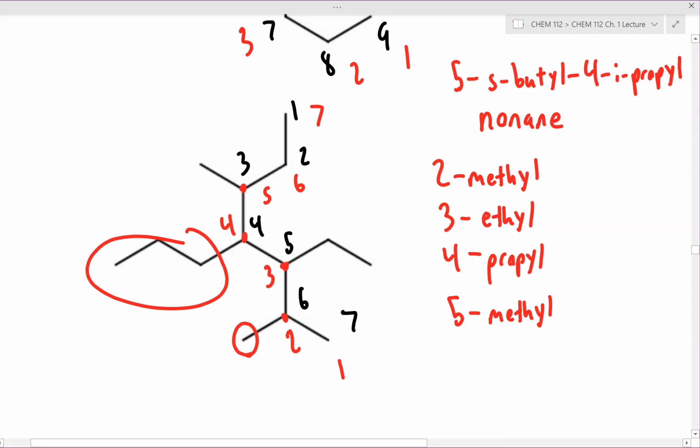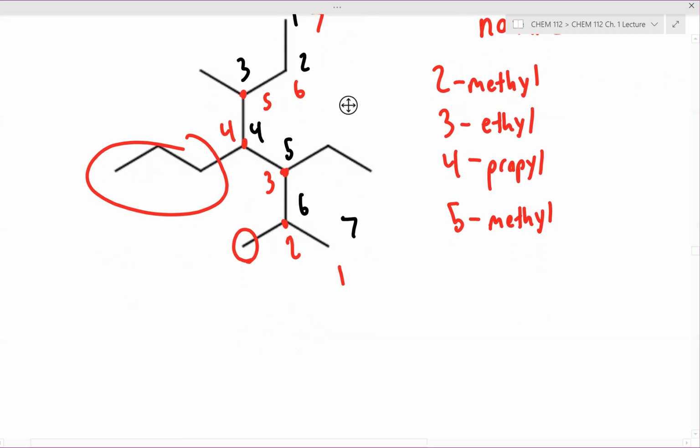Okay, now we are ready. We don't even have to break out our branch substituent naming, right? Now, what goes first? Ethyl, methyl, or propyl? Ethyl. So we only have 1 ethyl, so we'll start with 3-ethyl. What's next? Methyl or propyl? M or P? M. And since we have a total of 2 methyl substituents, instead of writing 2-methyl followed by 5-methyl, we write it as 2,5-dimethyl. Exactly right.